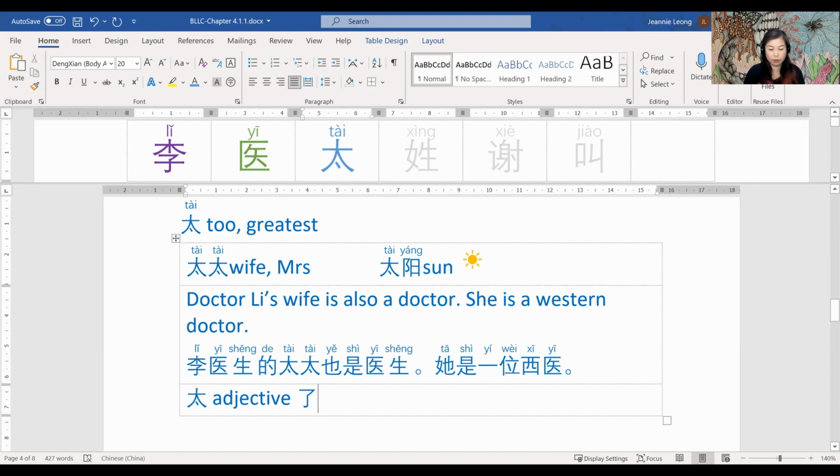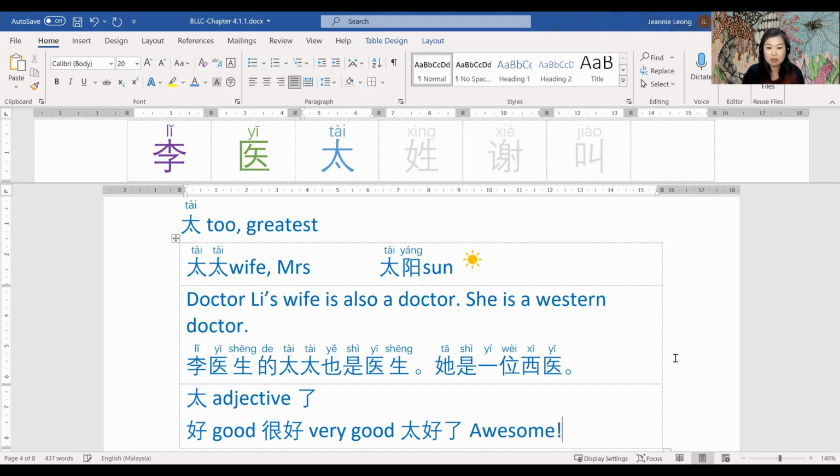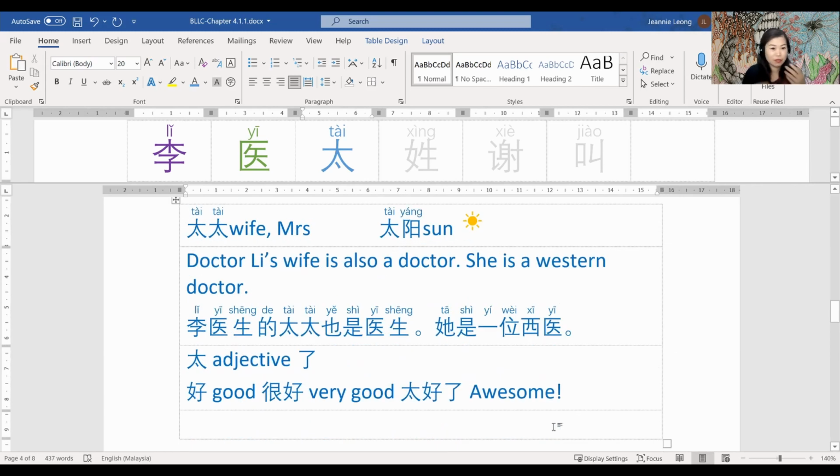Another way to use "tai" is to make an adjective extreme by saying "tai" plus an adjective. And my most favorite one, and the one that everyone should know, is this easy one, which is the expression to say something is awesome. So what does it mean? 好 means good. I could say 好, good job. Or I can say very good job. That would be 很好. Very good. But I could also make that even more extreme and say 太好了, which means awesome. So 好 good, 很好 very good, or 太好了 you're awesome.